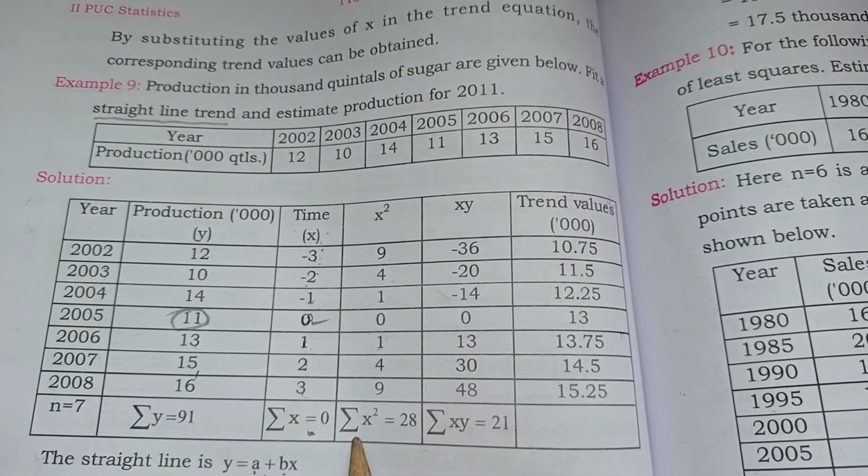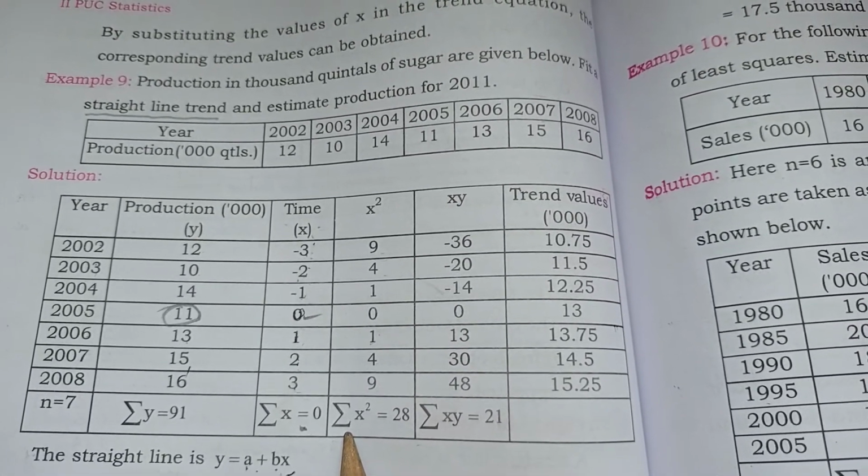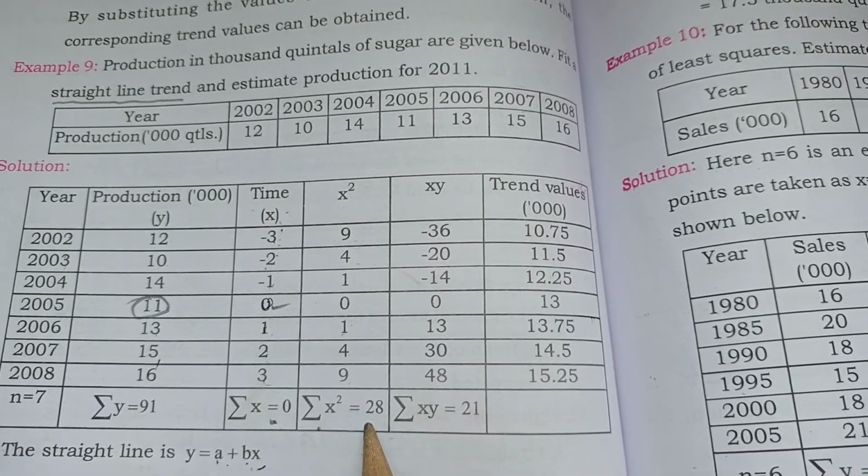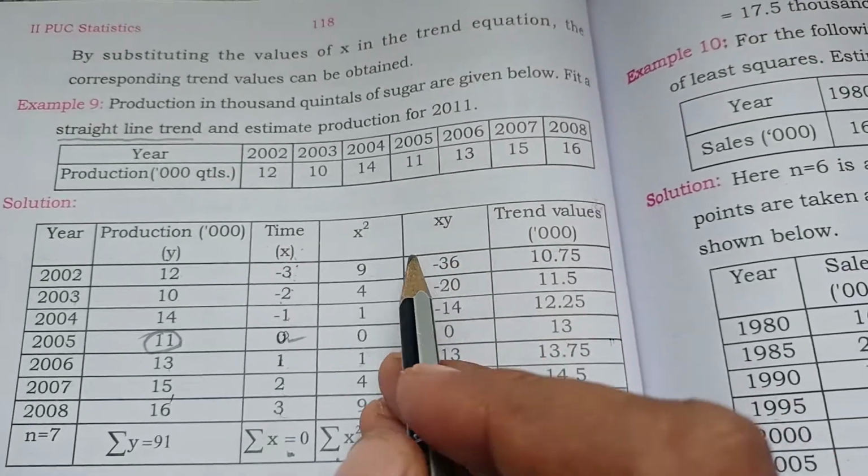So this is sigma x square. What is the sigma x square? If I add all these things, I will get 28. Okay, next, x into y.